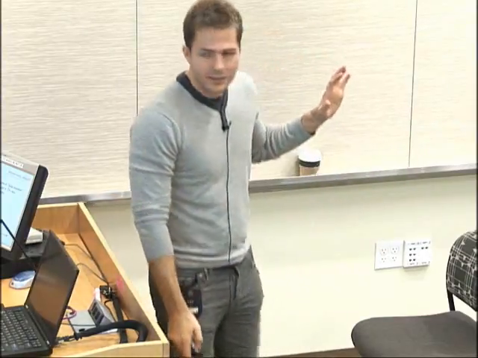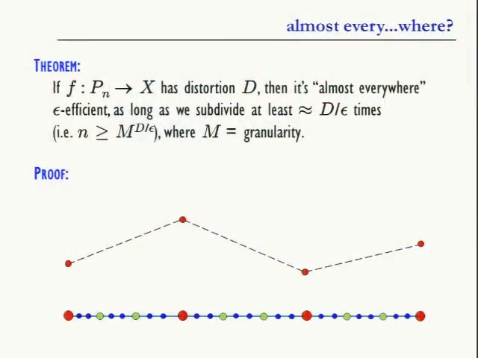And here's the proof. Let's just find one locality at which it's epsilon efficient, and then it generalizes easily to finding many of them. Okay, so if our map is efficient at this red scale, then we're done. We found one locality. If it's not, then it has to be inefficient. It has to look like this.